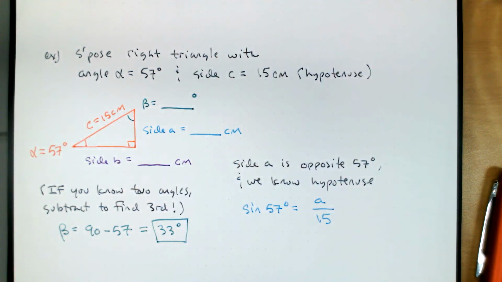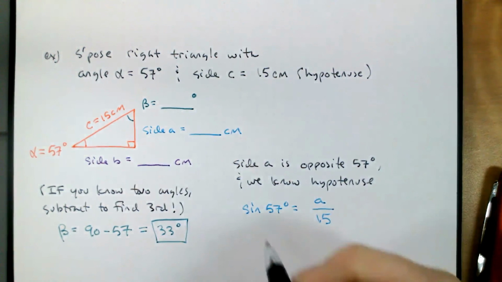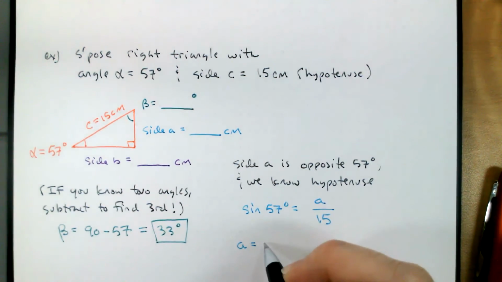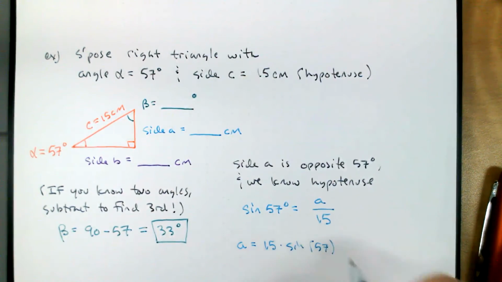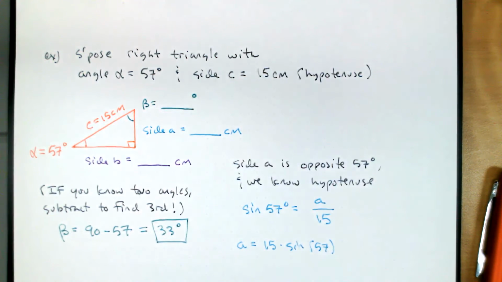Now I've filled out two of the three pieces of information. I can just do some calculations to find out the missing piece. Notice that this says sine of 57 degrees is A divided by 15. So to figure out what A is, I can just multiply both sides by 15. So A is 15 times the sine of 57 degrees. I'm not going to bother figuring out the sine of 57 before I need it. Now I see that A is 15 sine of 57.